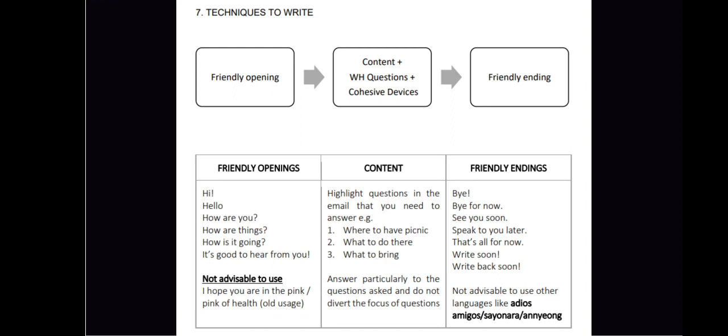Okay, number 7, techniques to write. What are the techniques that you need to learn in order for you to write a short message? Number 1, make sure you have a friendly opening because this one is an informal message. So make sure it is friendly. For example, you can say, hi, hello, how are you? Look at the examples that we have here in the table.